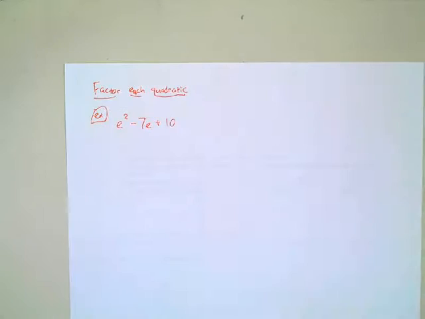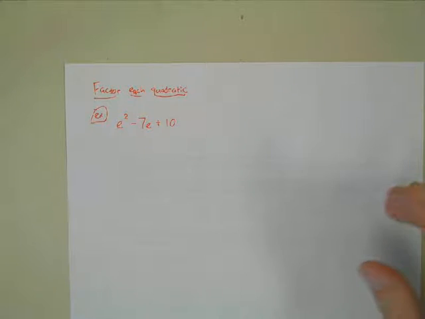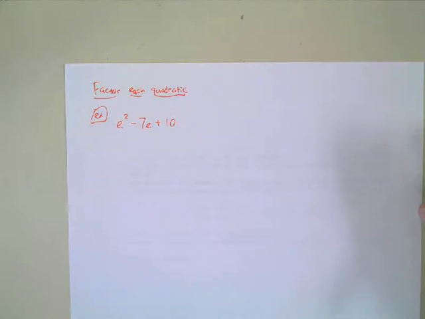All right, e squared minus 7e plus 10. Okay, so again, I'm just changing up the variables here. If you guys like using x, just use x. That's fine. You don't have to change up the variables like I'm changing it up here. Okay, that's up to you. Okay, so now let's see if anything changes here.